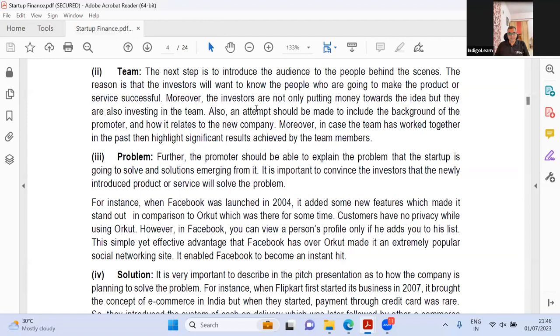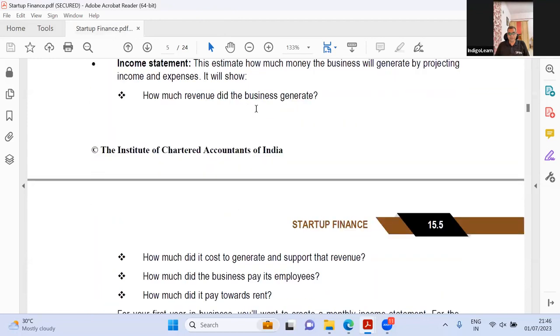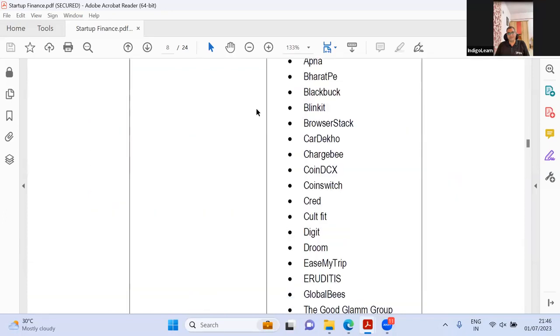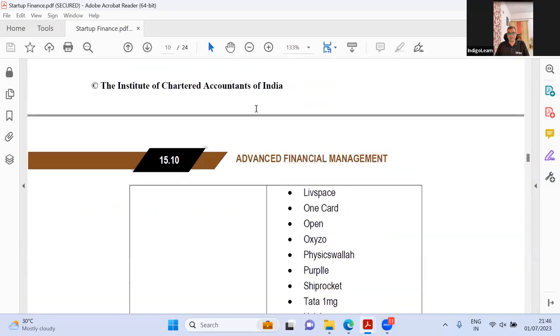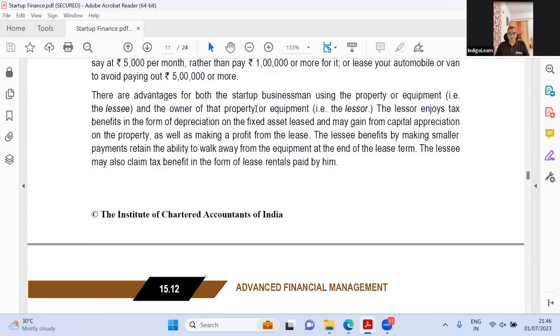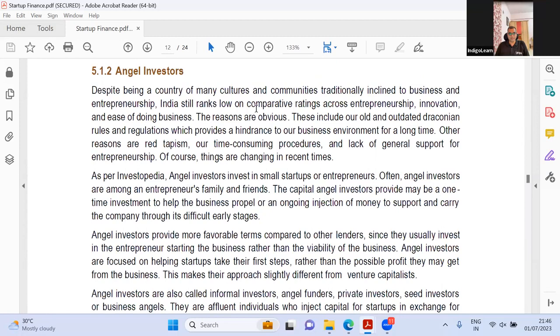Okay, let us see what else is there. Concept of a unicorn. Yes, this is completely new. Who are all the unicorns and all that? But why do they give the names, guys? Come on, this is not required. Modes of financing is still the same. Advantages of VC, this is still the same.